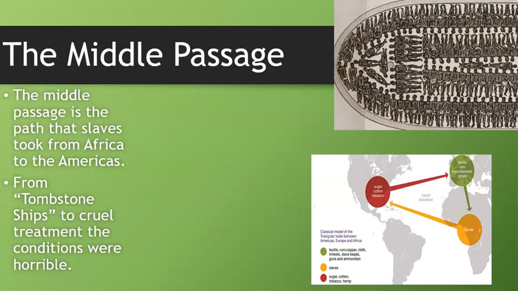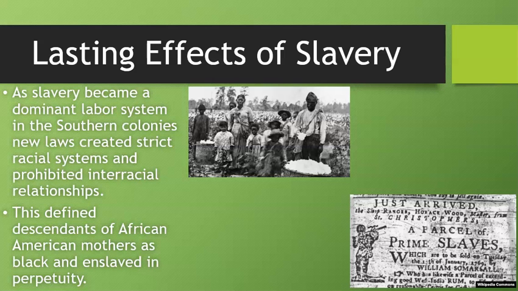Now, let's move on. If you need more time on the slide, pause, just like the last two. We're going to talk about some lasting effects of slavery in the colonies. As slavery became the dominant labor system in the southern colonies, because the southern colonies will truly adapt to slavery, new laws created strict racial systems that prohibited interracial relationships. It was not okay to marry or be involved with an African person. It wasn't even just frowned upon, it was illegal. And this defined descendants of African American mothers as black and enslaved in perpetuity, meaning that if your mom was black, you were automatically black, even if you were half white, and you were automatically enslaved as a result.